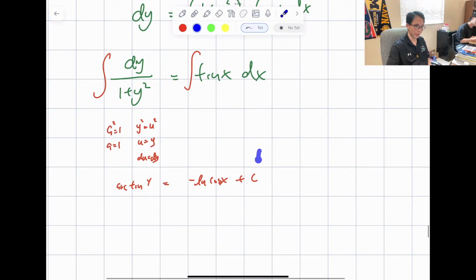But why do I only write 1 plus c? Because the initial condition's not in yet. Doesn't matter. C can combine together. The initial condition is going to fix that c. That's the thing that you guys have a problem with.